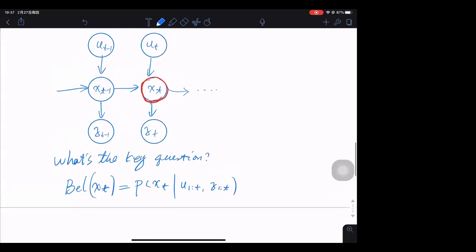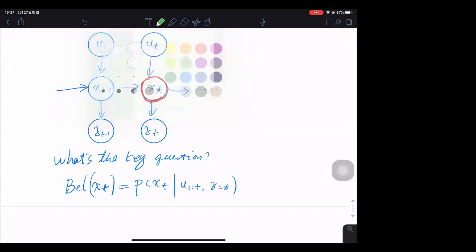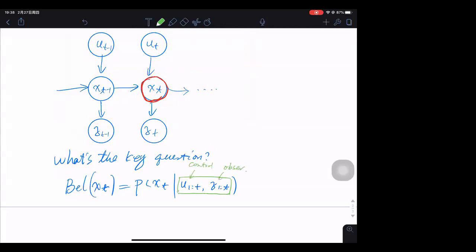Okay, this is the belief we want to solve. So how can we solve this problem? And we know this means taking... I choose another color. This part is what you have done before as your control, your control u and all your observations, right? Or the control and observations. So that's these parts.